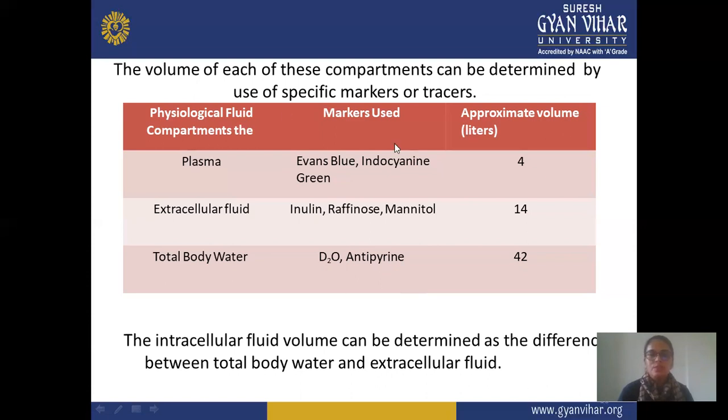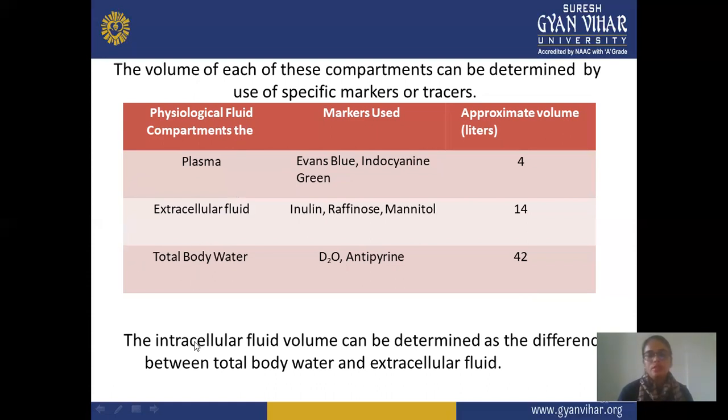So these are the markers used for determining body water or a particular compartment's water. With the help of these markers, you can check whether the volume is sufficient or not according to the standard volume in liters. And intracellular fluid volume can be determined as the difference between total body water and extracellular fluid.